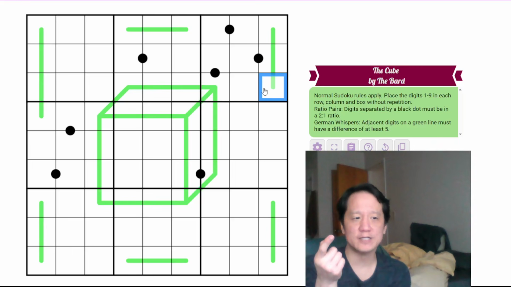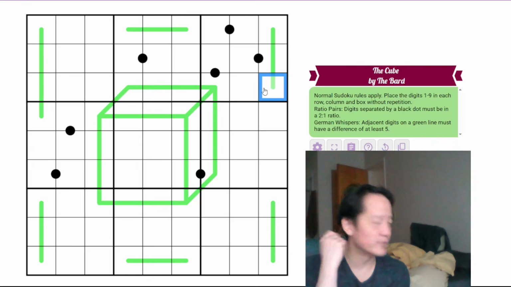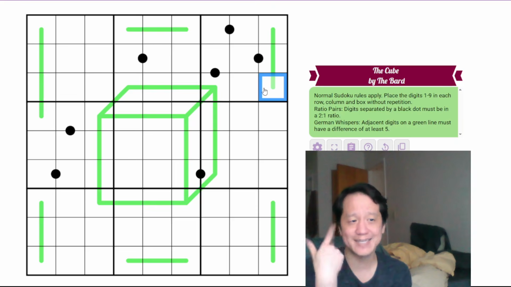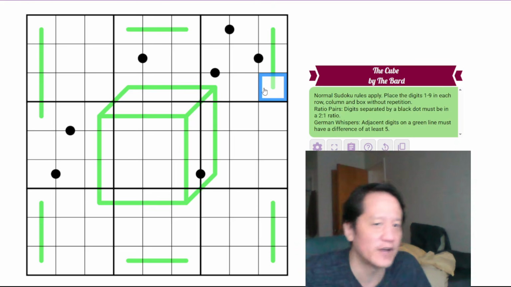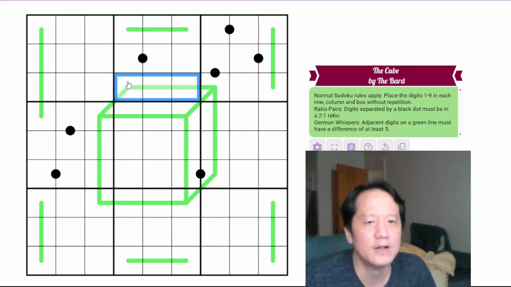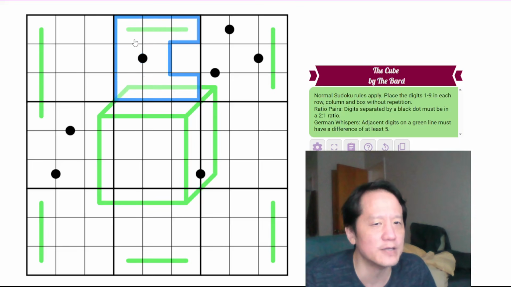Next to a Kropki dot, 5 can't be there, because if you halve 5, you get 2.5, which is not a digit. If you double 5, you get 10, which is not a digit. So therefore, 5 cannot be next to a black Kropki dot. And there are a decent amount of situations in this puzzle where 5 can only be in one place.